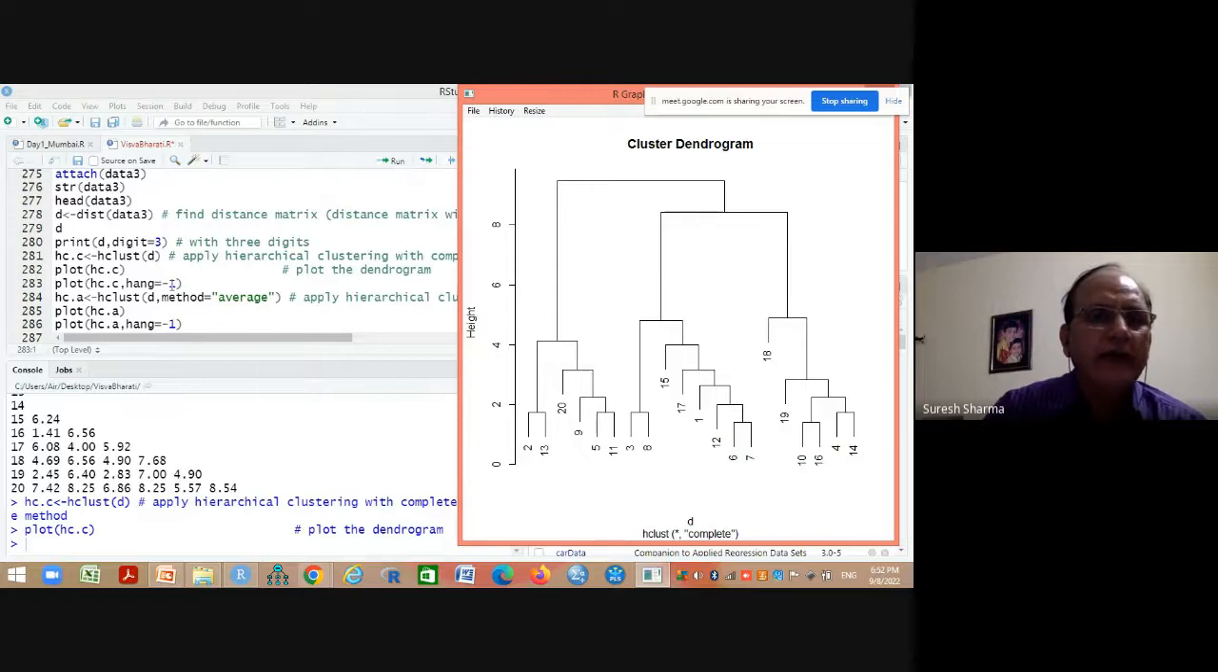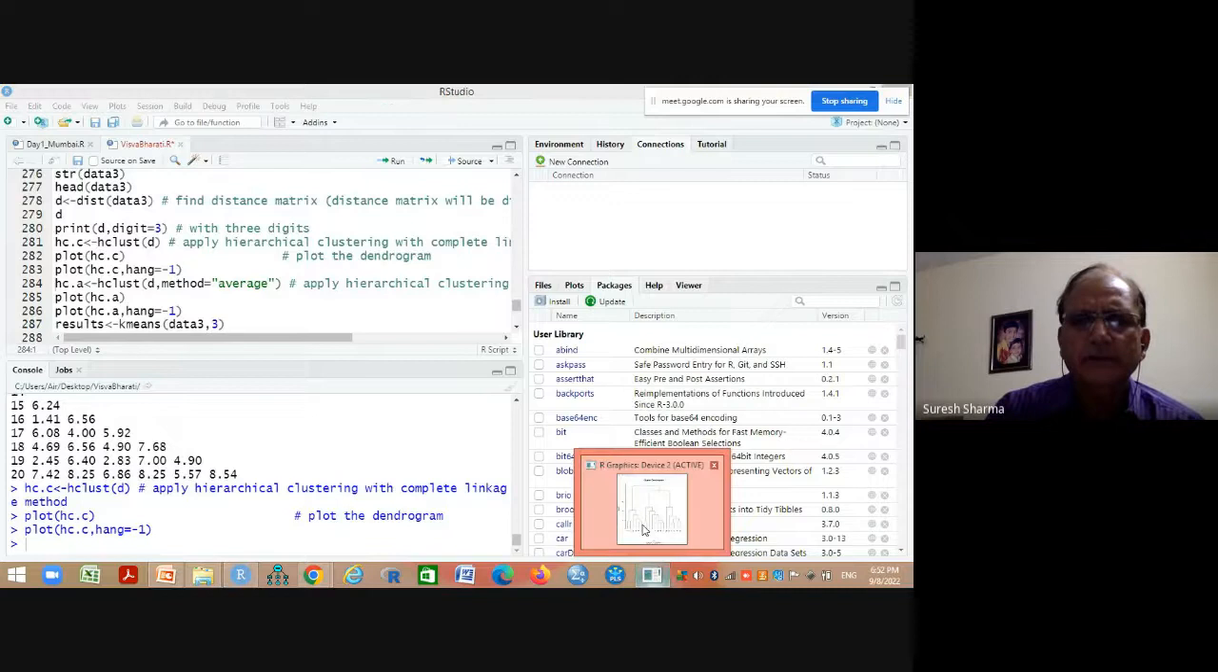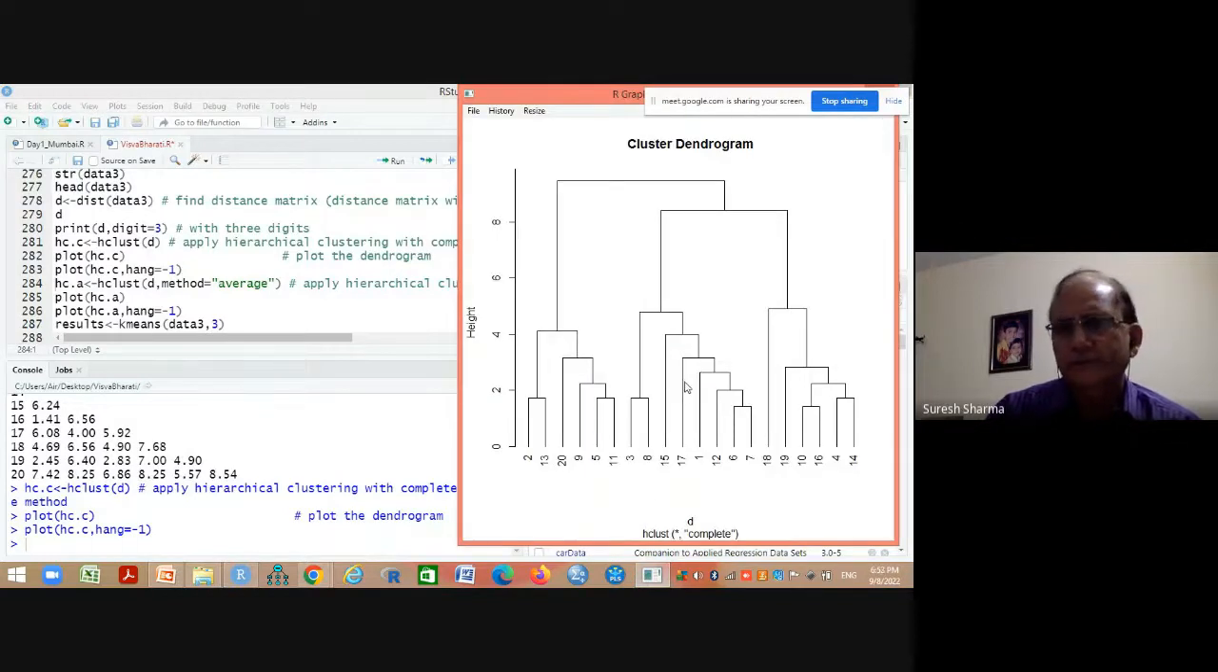So this is called hang 1. Hang 1 means a slightly bigger picture, a better picture. That will give you this. This is called hanging. But again, you will get the same picture.